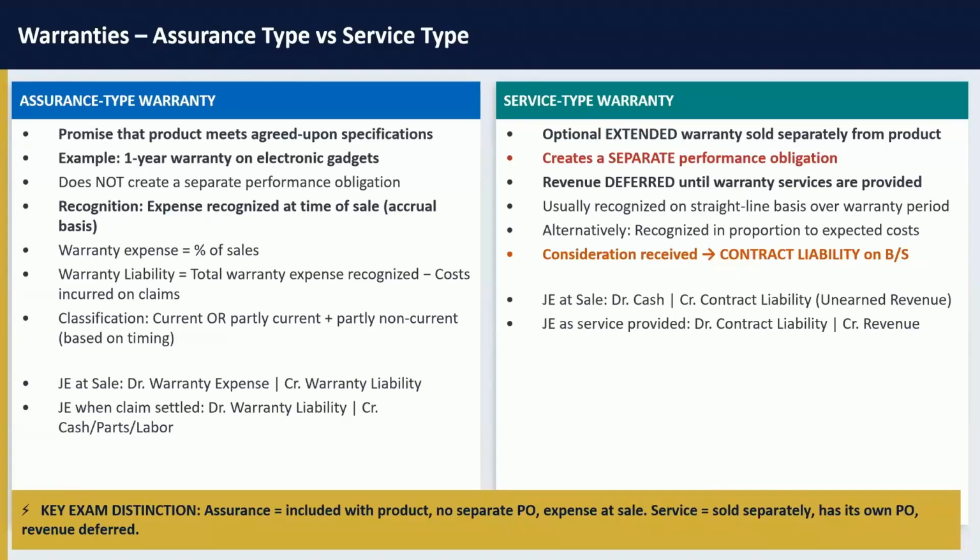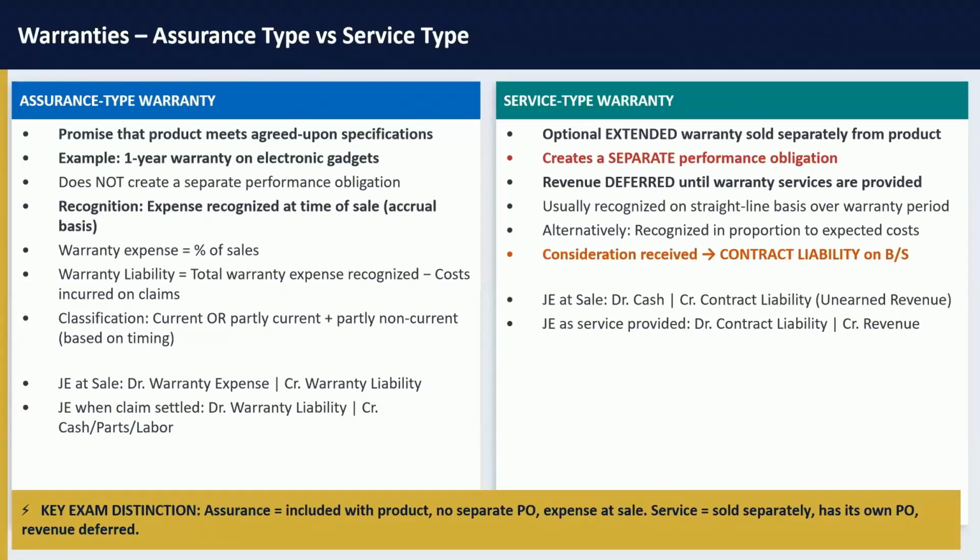Okay. How do we classify this? Current or partly current plus partly non-current warranties. That is based on the number of years for which the company is giving us the warranty. If it is within 1 year, for 6 months, 8 months, it is considered as current warranty. If it is for greater than 1 year span, non-current warranty.